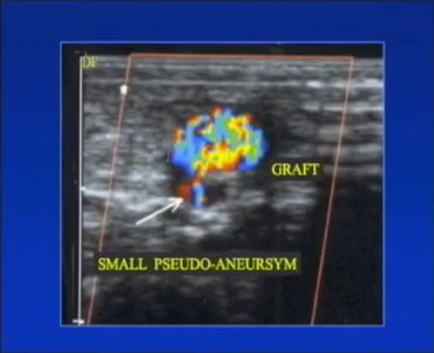Here's an example of a small pseudoaneurysm. This is the graft in transverse view, and this is a result of the hemodialysis access needle actually going all the way through the graft and creating a small pseudoaneurysm on the deeper aspect of the graft here. So we see pseudoaneurysms on the near field and the far field side of these grafts and fistulas as a result of needle placement.